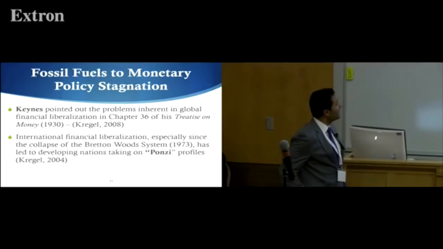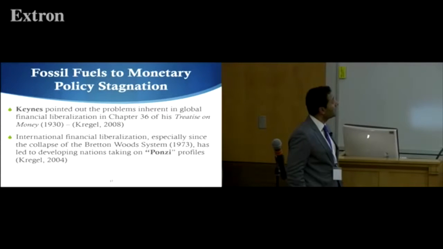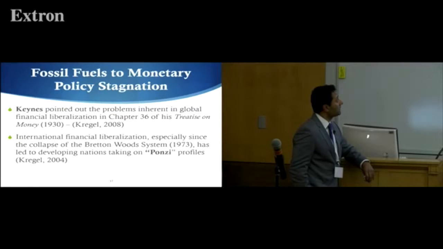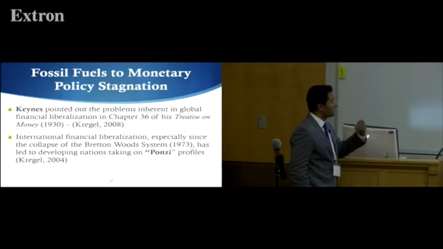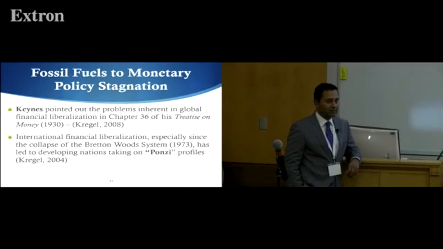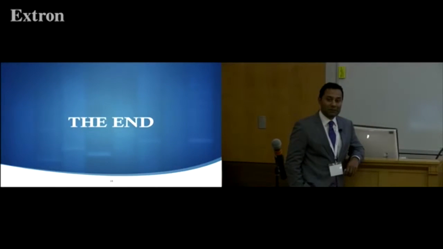Keynes pointed this out in his Treatise on Money, chapter 36, and certain other economists have developed on this idea that international financial liberalization, meaning free outflow and inflow of capital, especially since the collapse of Bretton Woods, has led to developing nations taking on a Ponzi profile. And I'm in the process of building this idea as we speak. So that is my presentation. Thank you very much.